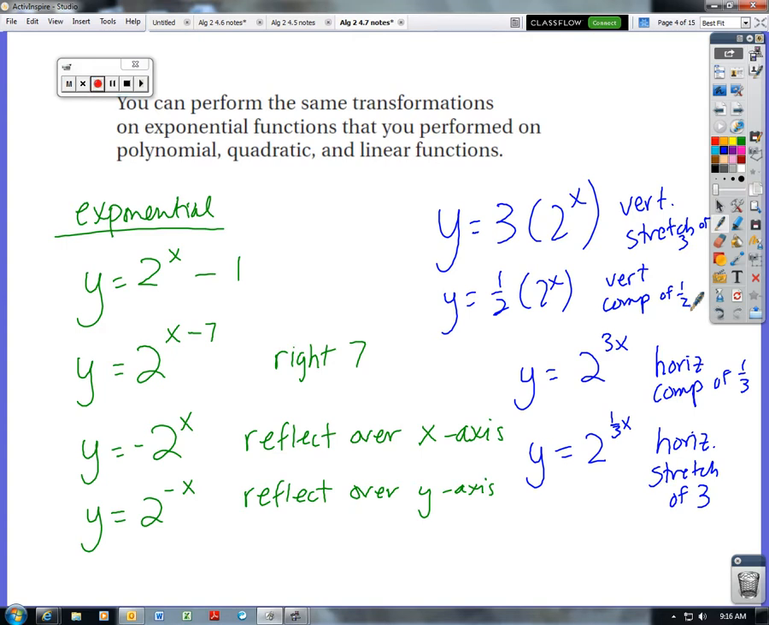Okay, so I just want to make sure I didn't miss anything. We talked about reflections. So you're going to have shifting left and right, shifting up and down, reflecting over x and y axis, and then vertical stretches and compressions and horizontal stretches and compressions. So these are some examples of what they look like with exponential functions. You can look on page 281 if you want. There's a nice chart there if you want more information about this.